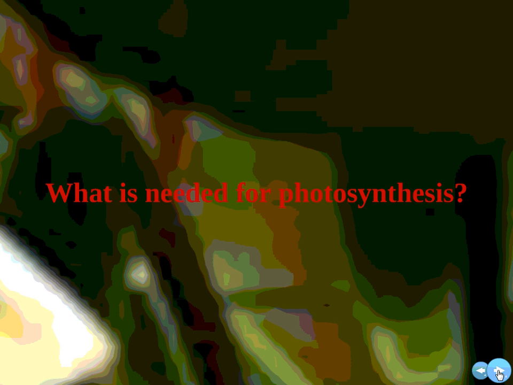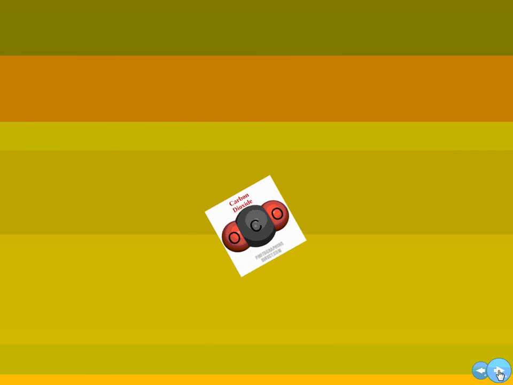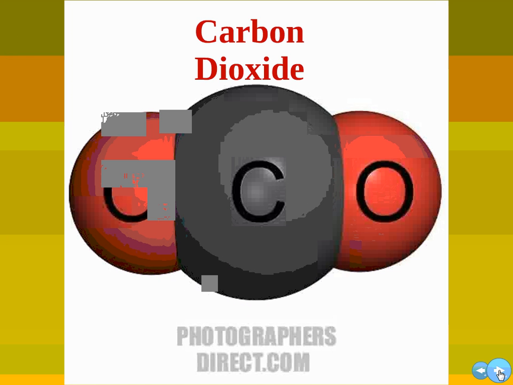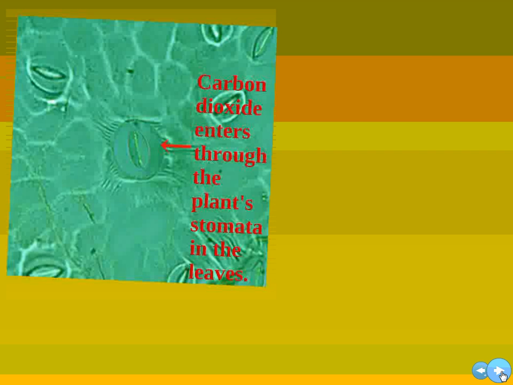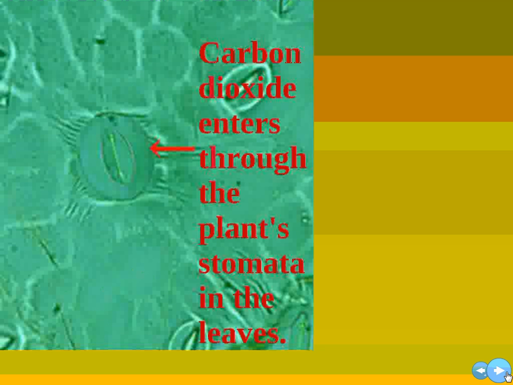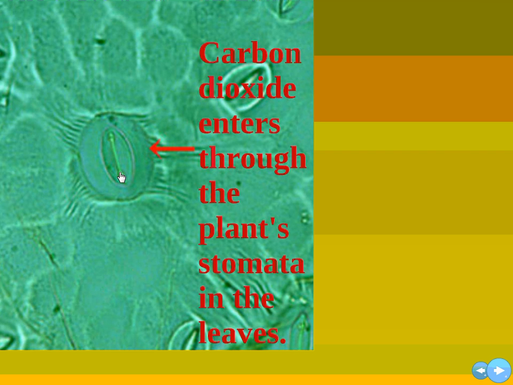So what is needed for photosynthesis to happen anyway? First off, we need carbon dioxide. This is a carbon dioxide molecule. You have one carbon atom and two oxygen atoms. And when they get bonded together, this is what they look like. You have CO2. So two oxygen atoms, it's carbon dioxide. This is where the carbon dioxide gets into the plant through the stoma in the underside of the leaf.